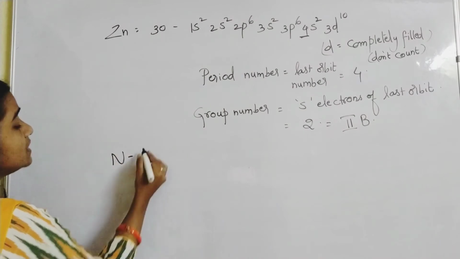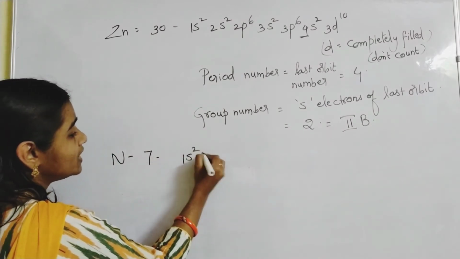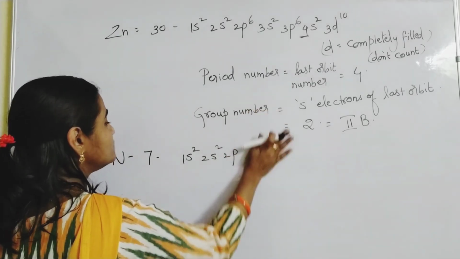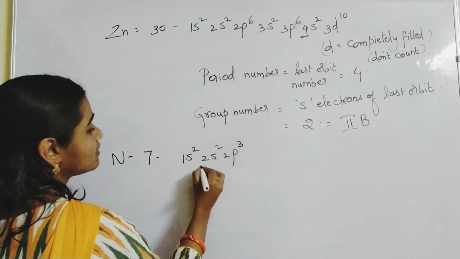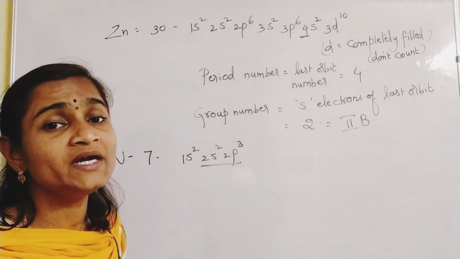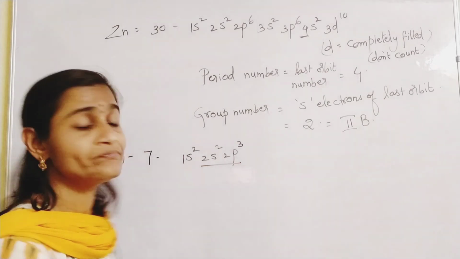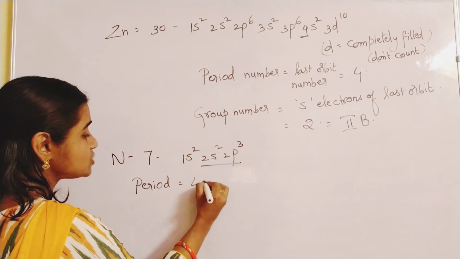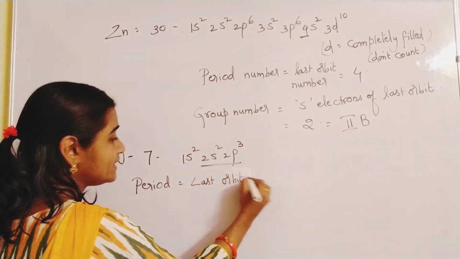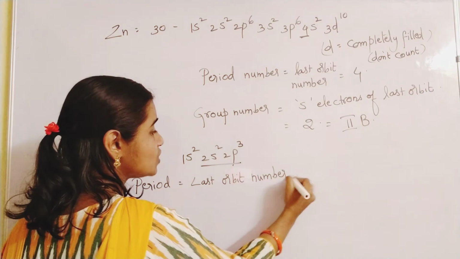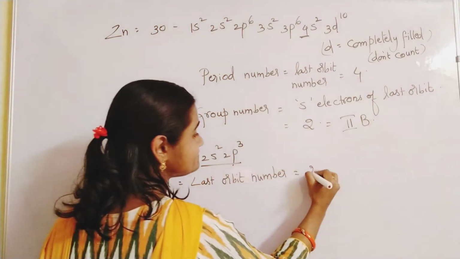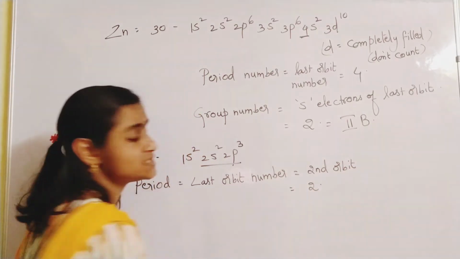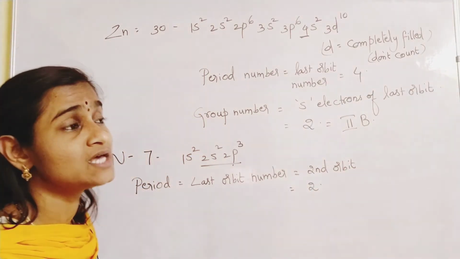Let us take nitrogen. Atomic number is 7: 1s2, 2s2, 2p3, 2 plus 3. Now, what is the last orbit? 2s2, 2p3. Period number is how much? Period number is the last orbit number. Second orbit is the last orbit, so period number is 2. Nitrogen's period number is 2.